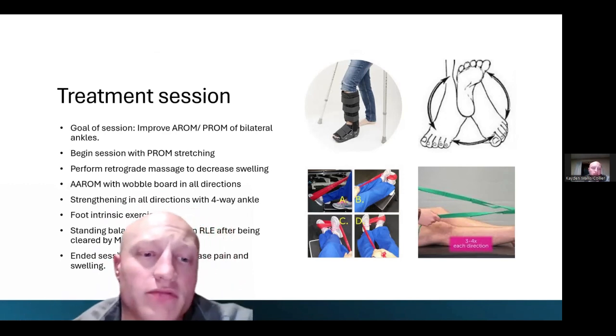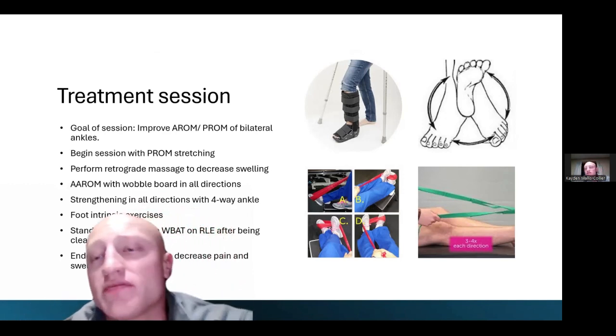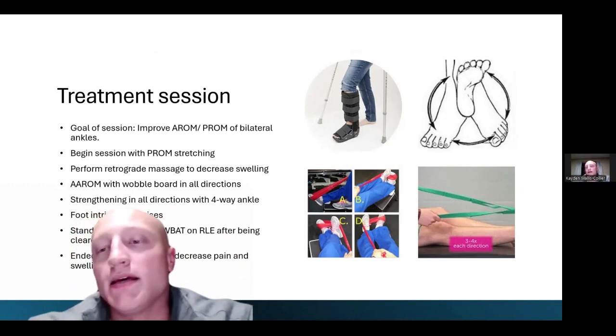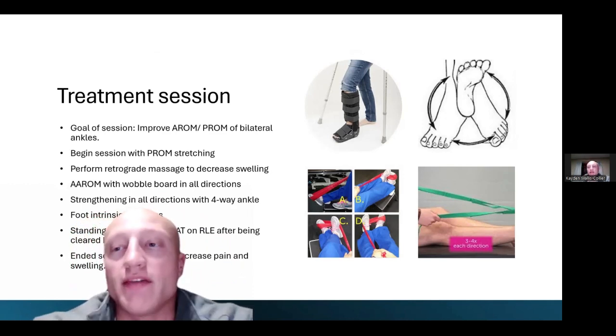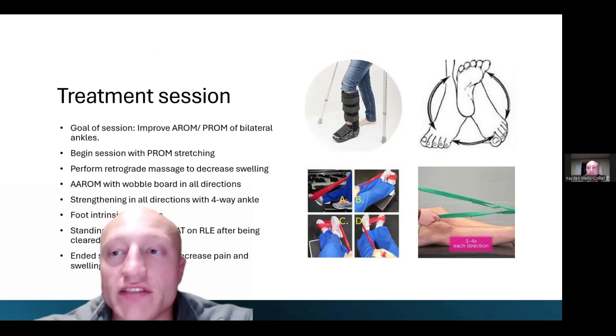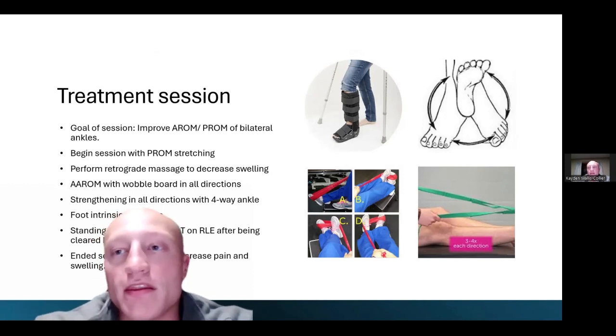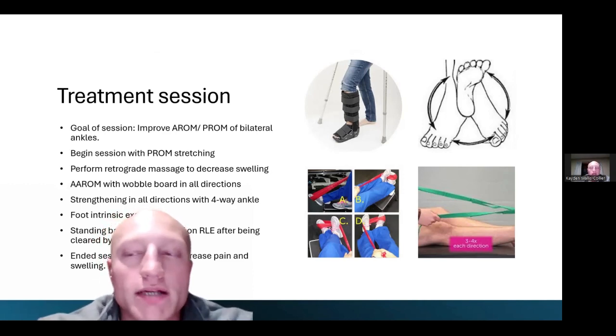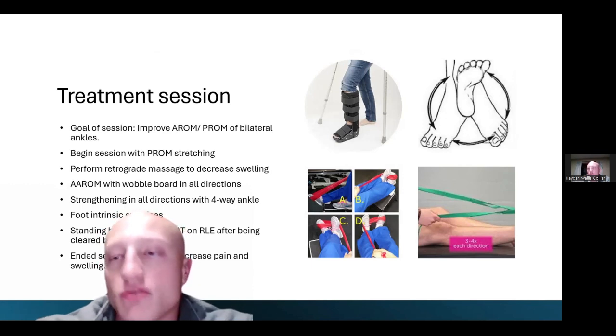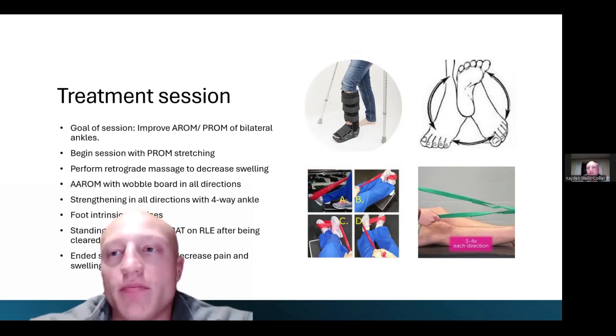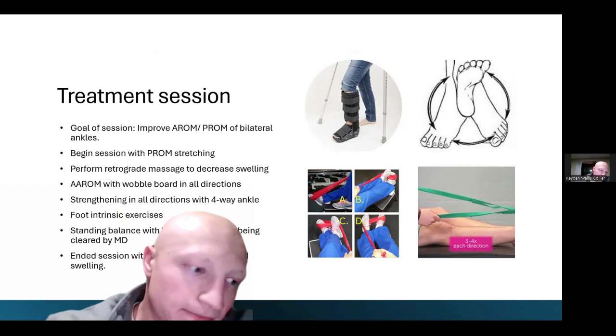And then another big thing here was working on foot intrinsic muscle exercises. So this was things like marble pickups, or towel scrunches, or even trying to do some doming of the foot with some cueing and tapping within the arch of the foot. Though just doing marble pickups and towel crunches seemed to have the best results with getting muscle activation.